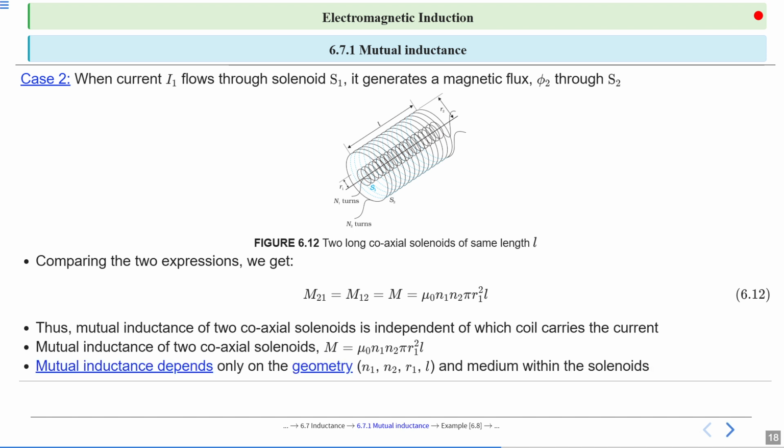So mutual inductance depends only on the geometry, that is N1, N2, R1 and L. Okay, so mutual inductance only depends on the geometry of the coils, that is N1, number of turns per unit length of first coil, N2, number of turns per unit length of second coil, R1, that is the radius of the smaller coil. And the other thing is the length of both coils, and the medium within the solenoids.